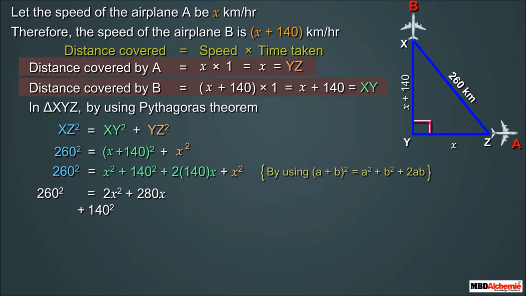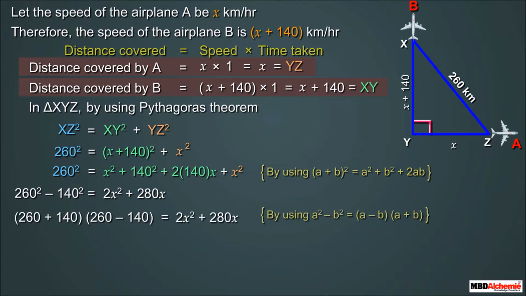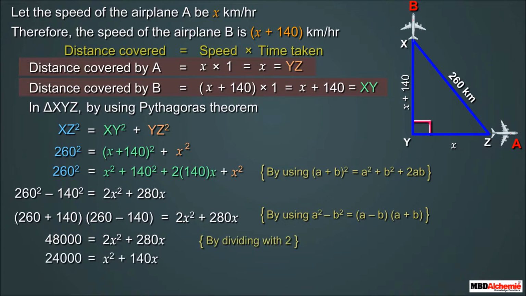We take 140 square to the left-hand side of the equality. Then it becomes 260 square minus 140 square is equal to 2x square plus 280x. We will get 260 square minus 140 square as (260 plus 140) into (260 minus 140). It comes 400 into 120. We get the equation as 48000 is equal to 2x square plus 280x. We will simplify this equation by dividing it with 2. We observe a quadratic equation is formed as x square plus 140x minus 24000 is equal to 0.